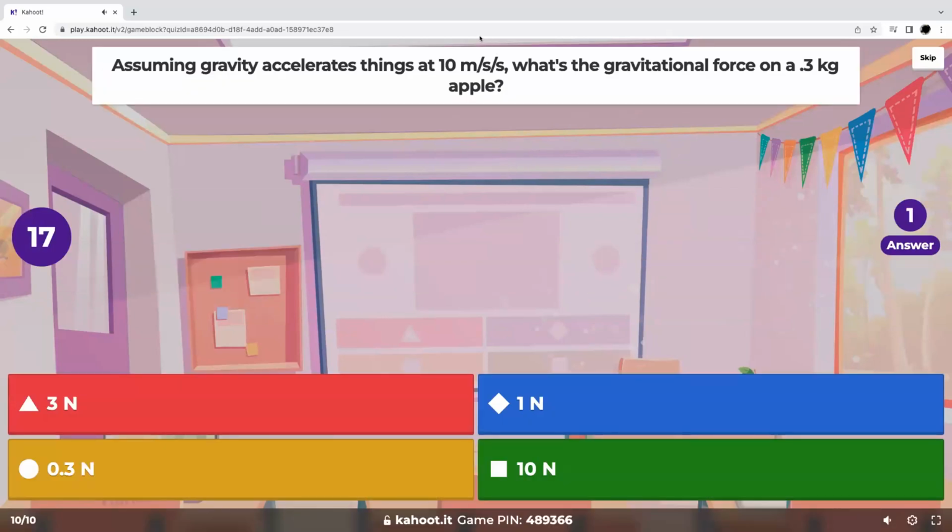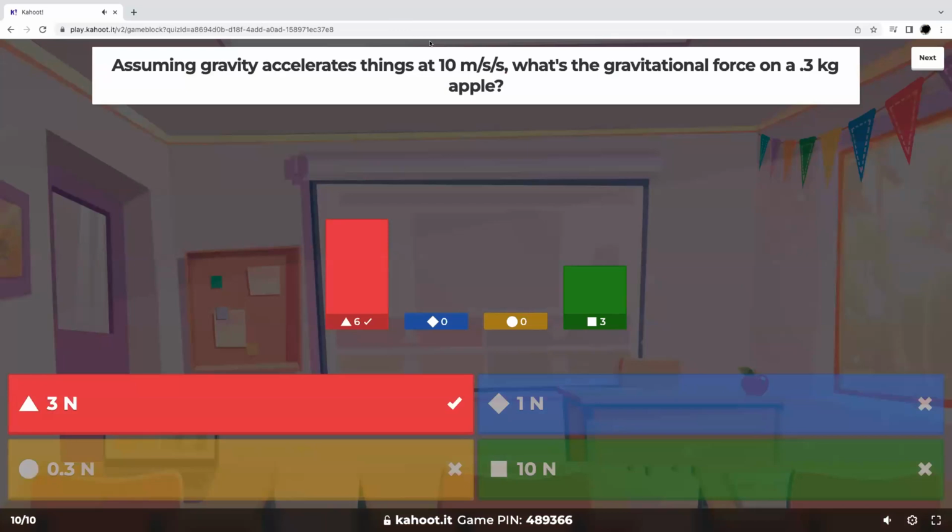Honestly, I probably should put this question first and the other question later. That probably would have been better for the overall difficulty curve. I'm not an experienced Kahoot maker, though.